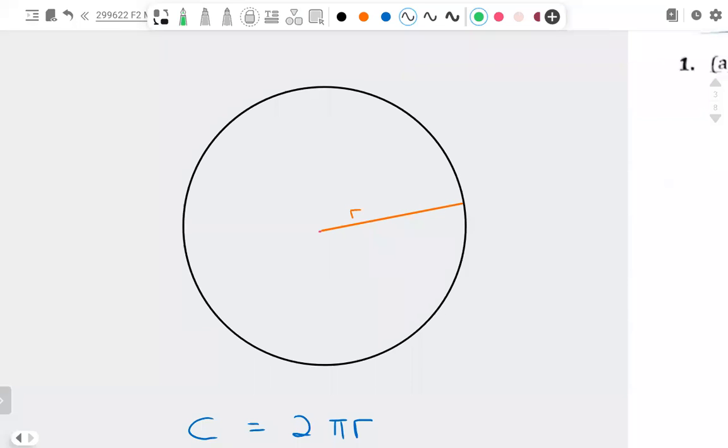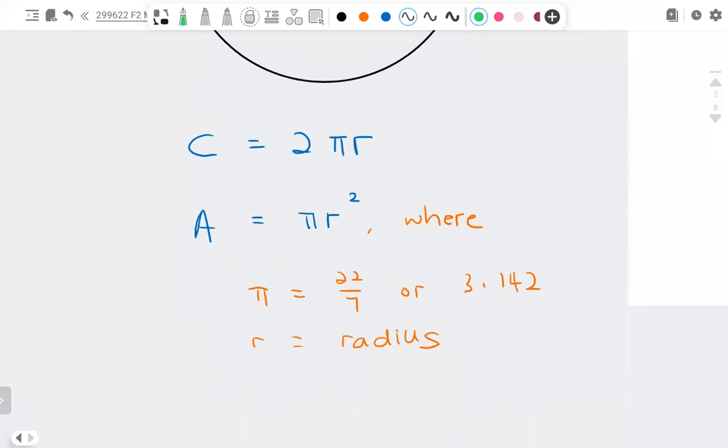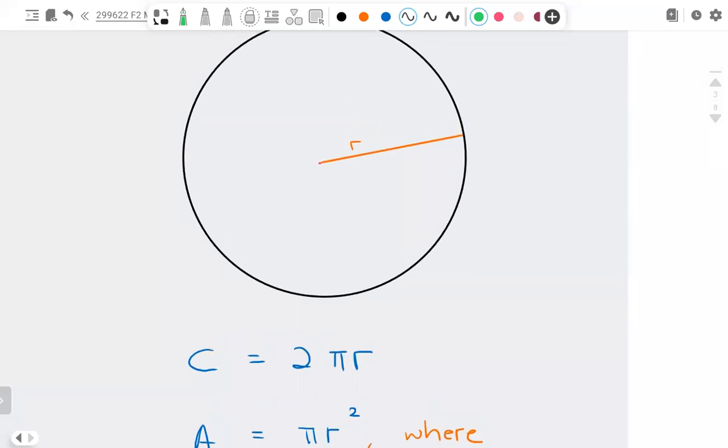So the formula to find the length of the circumference is 2 times pi times radius, the length of the radius. Pi is equivalent to 22/7, or in decimal form 3.142. Which to use depends on the question. The question gives us which one, fraction form or decimal form, so we just follow that. The first formula is to calculate circumference: circumference equals 2 pi r.